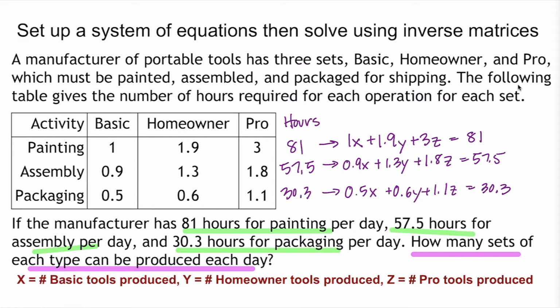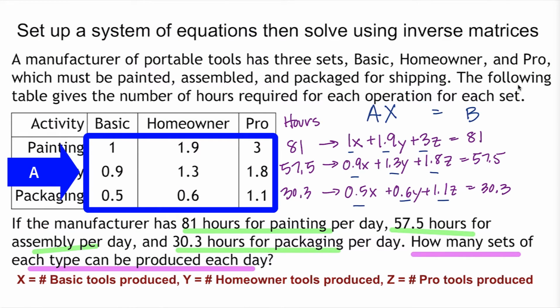Now that we have our system of equations, all we need to do is write our coefficient matrix A. That would be the coefficients from each of our three equations. The coefficients are the numbers in front of the variables, times our variable matrix, which would just be X, Y, and Z. And that's going to equal our constant matrix B, which is all of our constants, 81, 57.5, and 30.3. If you look back at our table, the coefficient matrix A is actually sitting right there in the table, and the hours column is our constant matrix B.